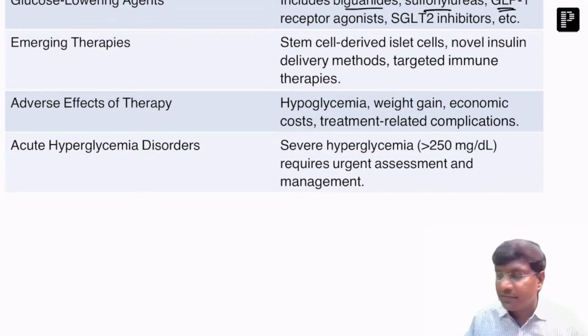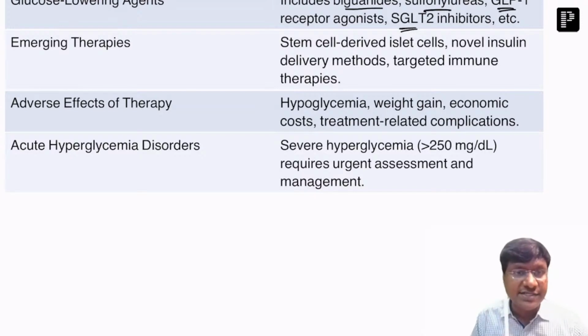Then we have the GLP-1 receptor agonists. These are usually injectable drugs that should be given as subcutaneous injection. And these GLP-1 analogs include liraglutide as well as exenatide. Then followed by that, the SGLT2 inhibitors. SGLT2 inhibitors are new molecules. They act at the level of the proximal convoluted tubule, and they inhibit glucose absorption there. What are the examples of SGLT2 inhibitors? That is dapagliflozin as well as empagliflozin.